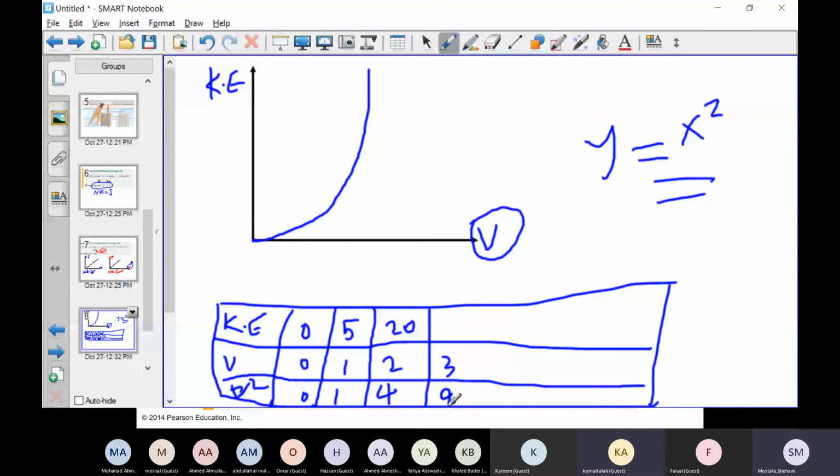Okay, I understand now, Mister. Yes, that's it. So 9 multiplied by 5 will be 45. Draw something like this, you will find what I mean. We'll find it's a relationship between kinetic energy and the velocity squared, not only velocity. If you draw this one, you will find something like this. I'm not sure about this shape, but you will have a curved line.